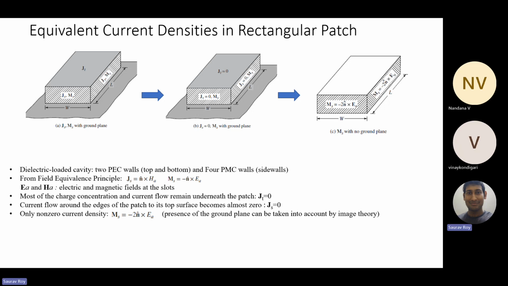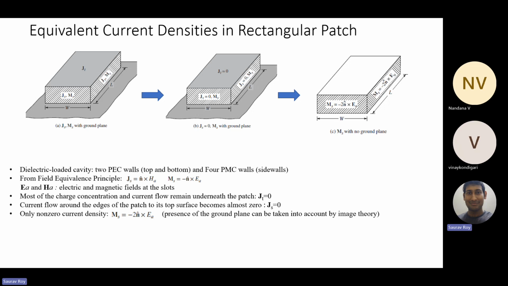You remember there are 2 mechanisms of current flow in the cavity mode: a repulsion mechanism and an attraction mechanism. Only the attraction mechanism had a contribution, and the repulsive mechanism had almost no contribution. So from that we have shown that most of the current density will be underneath the patch, and on the outer surface layer the patch current will be zero. So JT, the current on the top layer, is zero, and the current in the side layers, JS, is also zero.